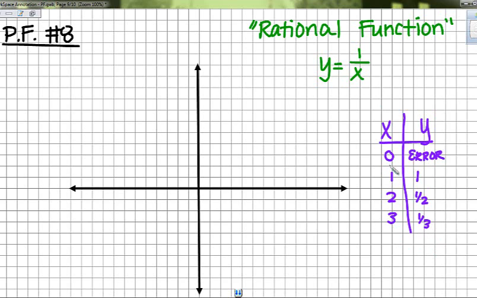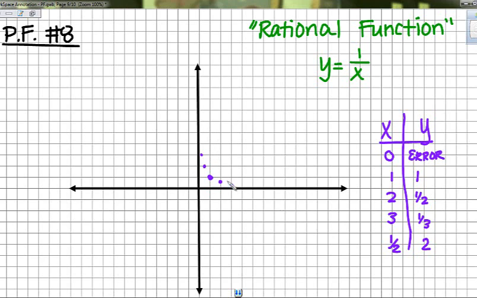What if we put in a smaller input? Let's say I put in half. 1 divided by half, remember dividing by a fraction is the same as multiplying by the reciprocal, so that's really just 1 times 2, and you get 2. So let's plot these and see if you can see the shape you're creating. There's no point at 0, that does not exist. We have a point at 1, 1, 2, half, 3, a third, half, 2. And if you went a third, it would go up to 3.